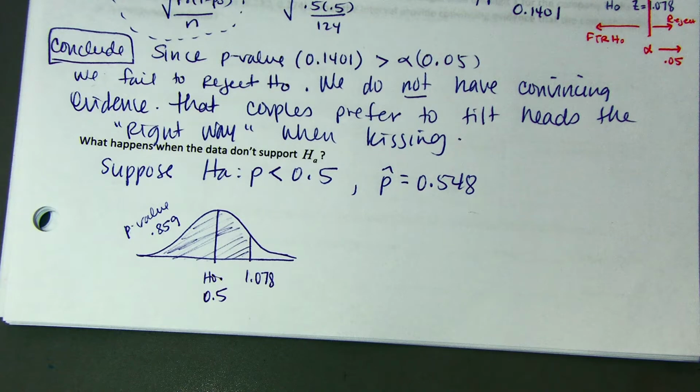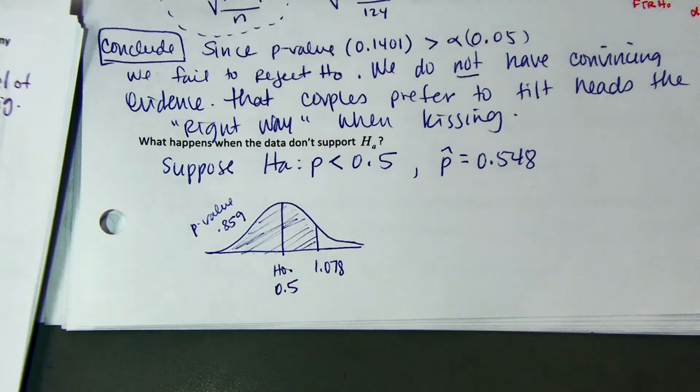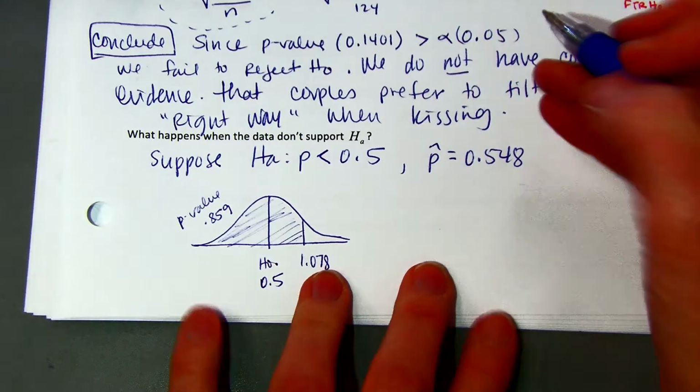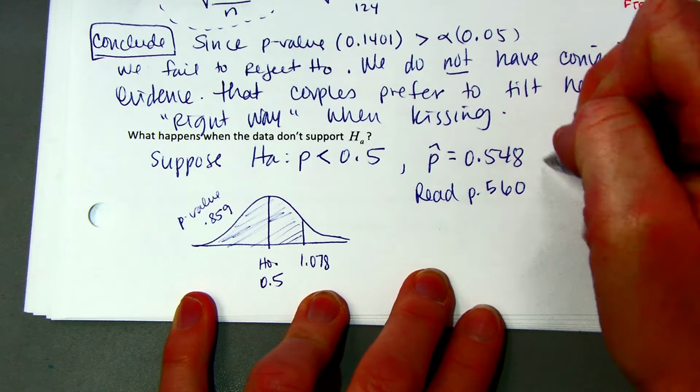I would encourage you to read on page 560. On page 560, it talks about this idea, like what happens when the data doesn't support the alternative. Again, it's on page 560. I'll write that down for you. Okay, so read page 560. And I'll just write it out here too.